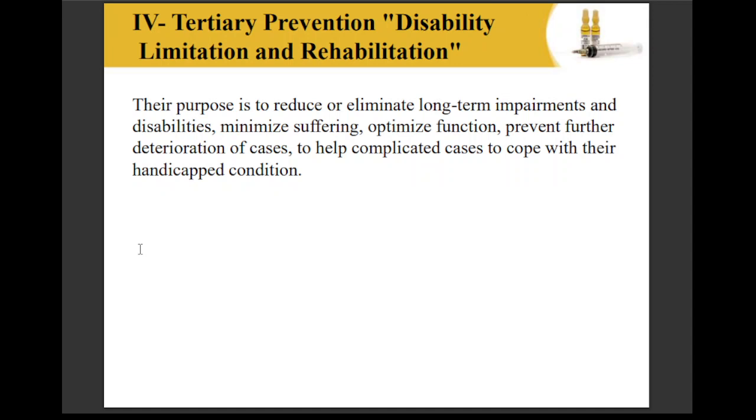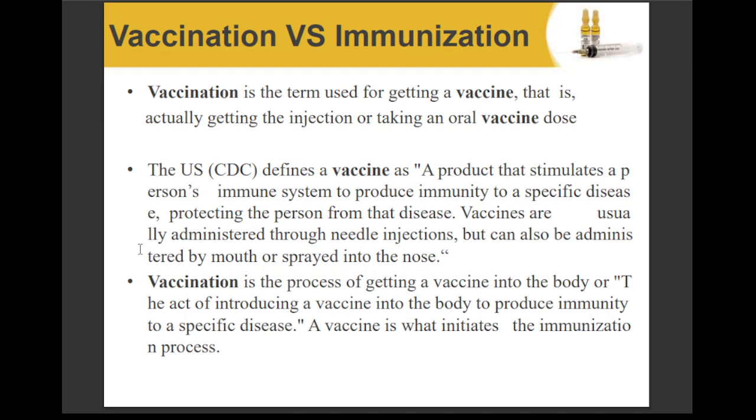All these things we learned a couple of slides before. Their purpose is to reduce or eliminate long-term impairment and disability, minimizing suffering and organ loss, optimizing the functions, preventing further deterioration of cases, and helping complicated cases cope with their handicapped condition. Next is vaccination and immunization.